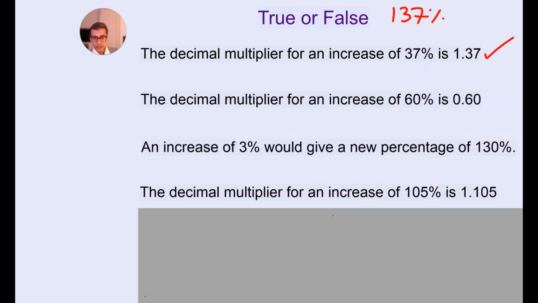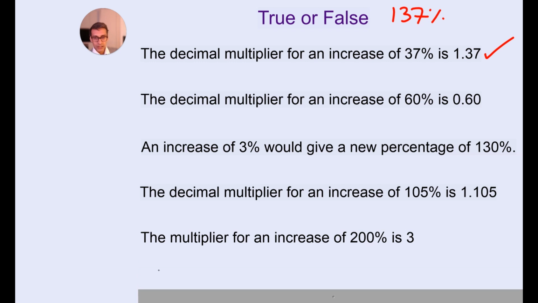So have a look at the rest of these questions here and decide if each is true or false. If they are false, explain what they need to be in order for them to turn true. Pause the video and now I'm going to go through the answers here. Okay, 3, 2, 1. Here come the answers. So for question 2, an increase of 60% is 0.6. That's false. It should be 1.6.